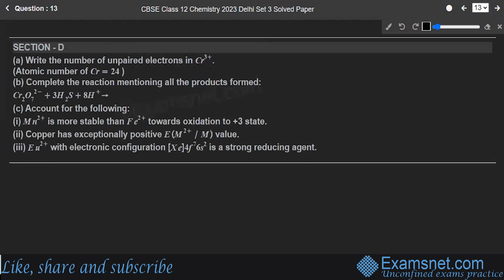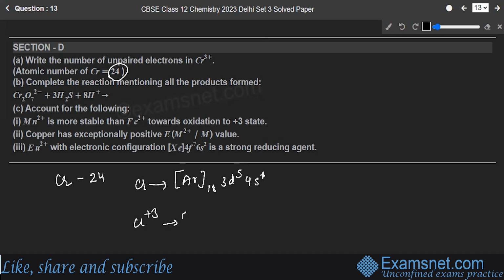Next is question number 13. Write the number of unpaired electrons in chromium 3 plus. Chromium has the atomic number 24. So if I write the electronic configuration, argon is 18, then 3d5 4s1. Chromium 3 plus is deficient of 3 electrons: 1 will be removed from here, 2 will be removed from here. So it will be 3d3. Hence, there are 3 unpaired electrons in chromium 3 plus.